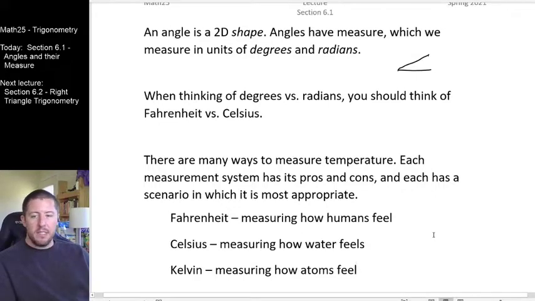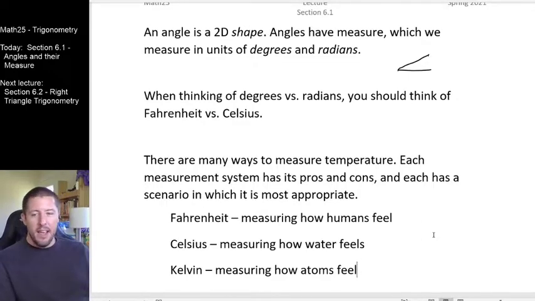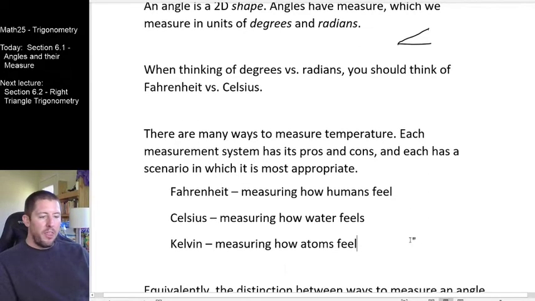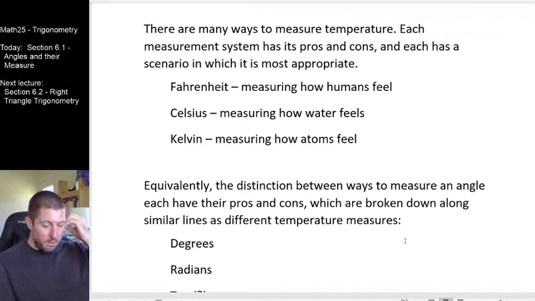So again, three different scales for how we measure temperature. Each of them has a setting in which it is the most appropriate scale to be used. The reason I think this analogy is important is that even I include Fahrenheit as having a reasonable place, as the only non-metric measurement I'm a fan of sticking around. Similarly, there's a distinction between how we measure angles, and there are pros and cons to all of them, and most useful scenarios for each of them.